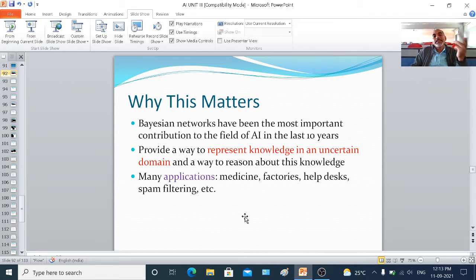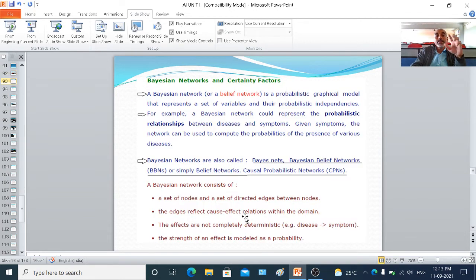So when you have uncertain knowledge, one of the best ways in AI to do reasoning is by using the Bayesian network. And you have to remember, this Bayesian network completely depends upon Bayes theorem and the probability concepts we discussed in our previous class. Now, a Bayesian network is also called a belief network. It is a probabilistic graphical model that represents a set of variables and their probabilistic dependencies. So it is a graphical model.